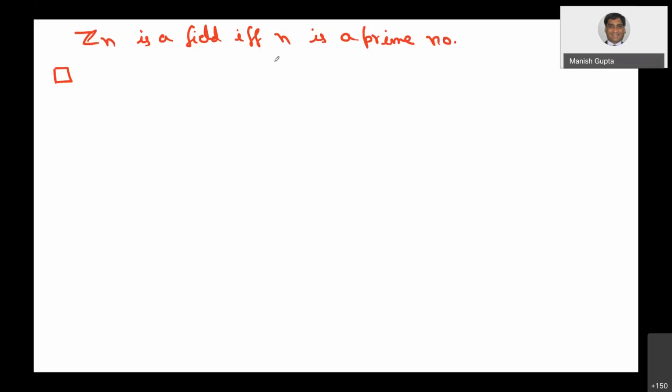So rather than proving the second part, I will say that n is not a prime number, so Zn is not a field. I will take the negation on both sides, right? So let me assume, suppose n is a prime number. Now n is a prime number, and suppose a is a non-zero element in Zn.